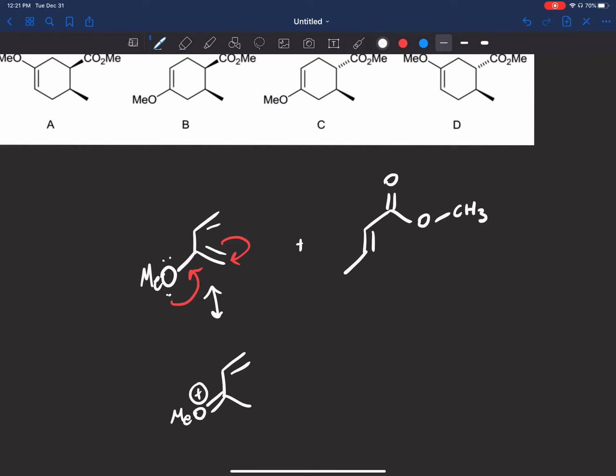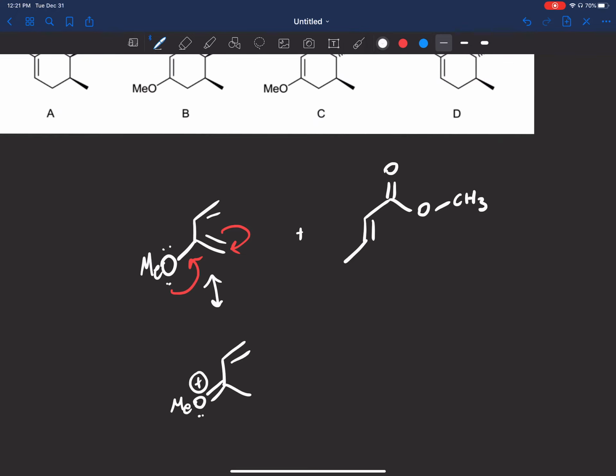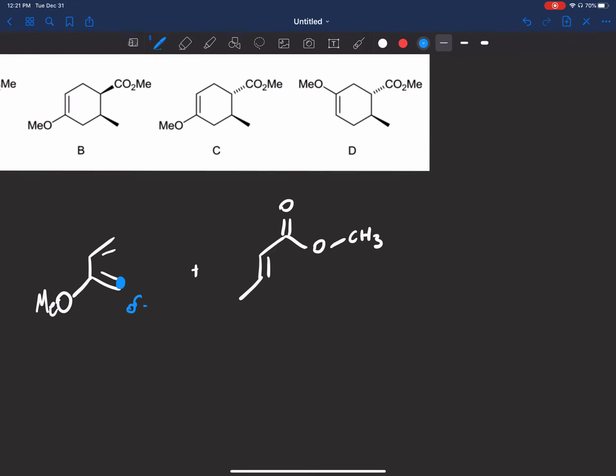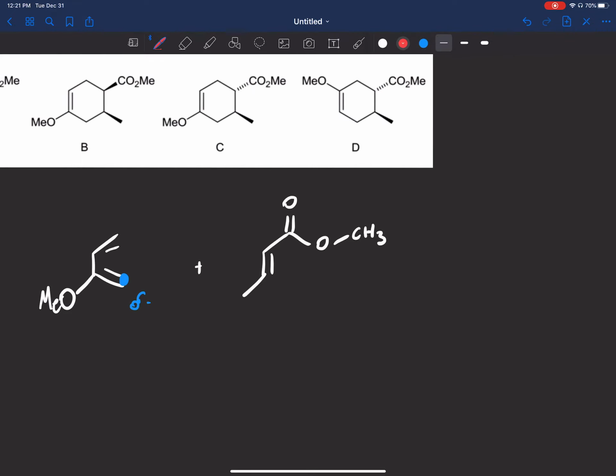Positive charge on that oxygen with still one lone pair left. And this carbon now has a negative charge. So I'm going to put a blue dot on that carbon. That's our partial negative. So let's clean that up. Now on our dienophile, we can bring this double bond up and that double bond as well.